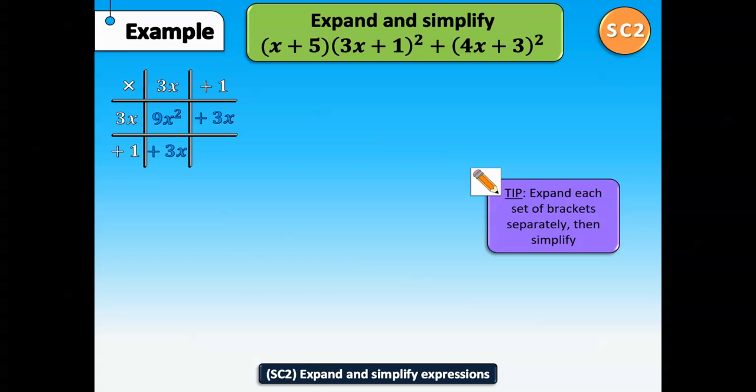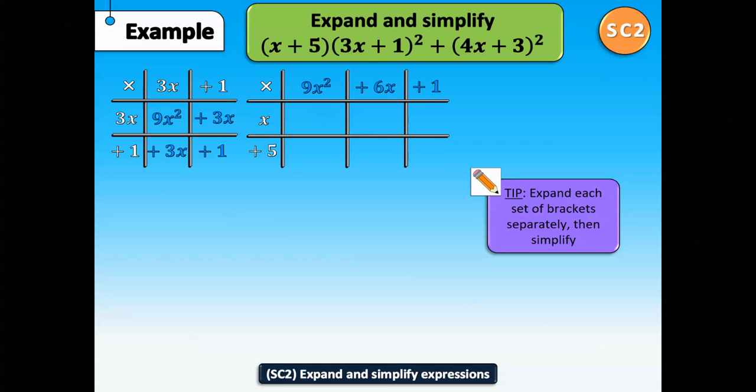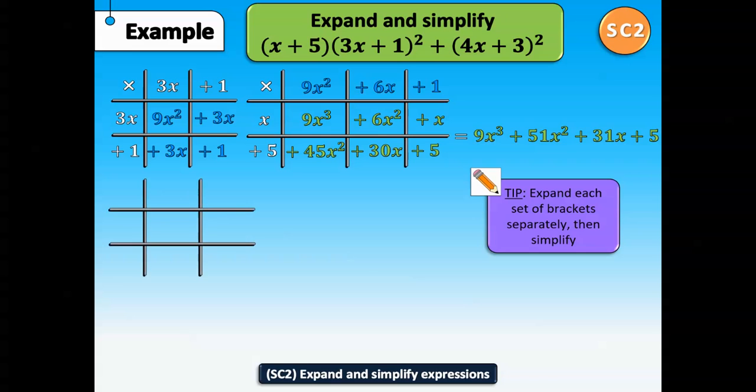If we do that using the grid method, and then multiply that answer, so 9x squared plus 6x plus 1, multiply that by x plus 5. And we get 9x cubed plus 51x squared plus 31x plus 5. And then we're going to do the 4x plus 3 squared. So that means do 4x plus 3 times 4x plus 3. So multiply everything together in a grid. And we get 16x squared plus 24x plus 9.